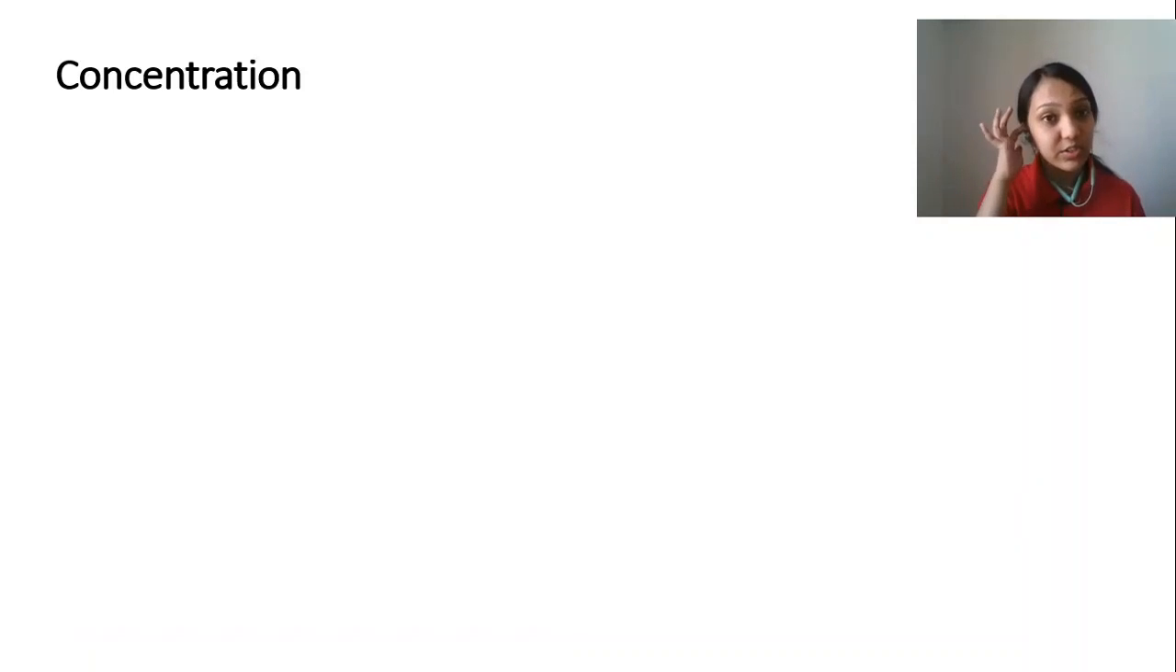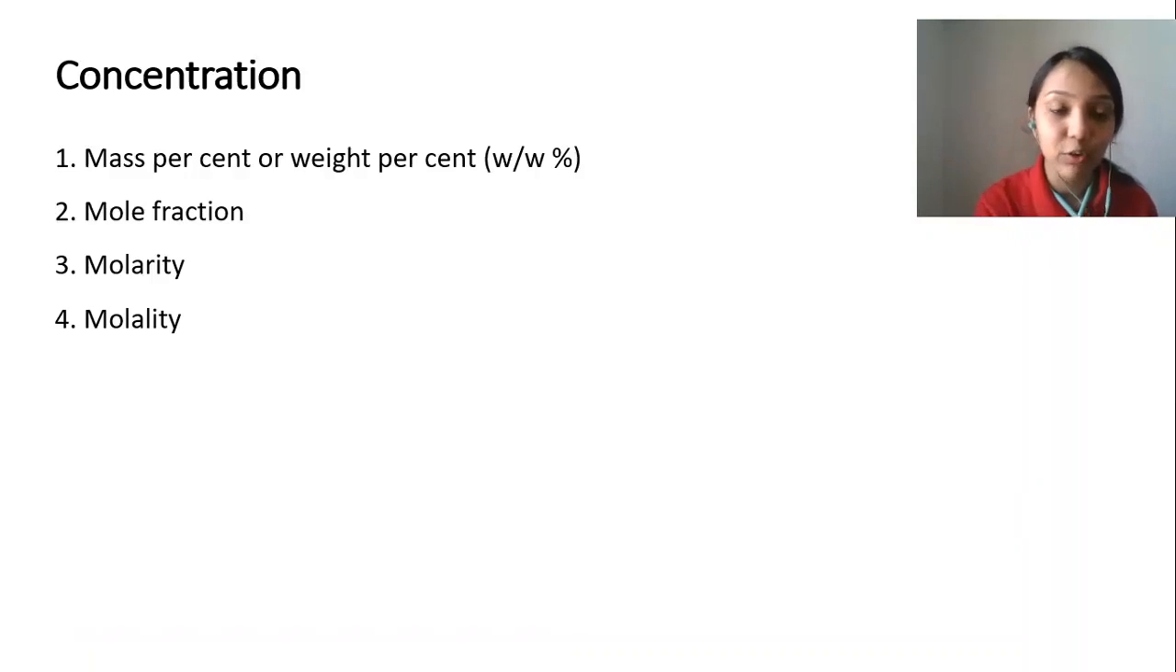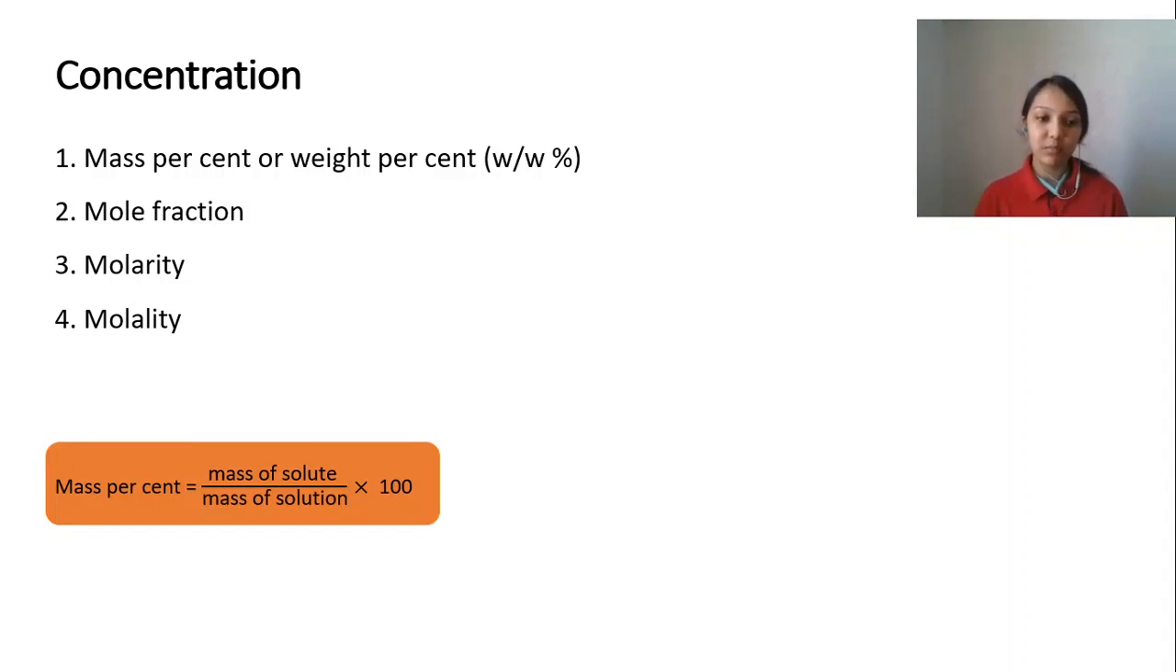Next, concentration terms. These are very important and you will be using them in a lot of calculations. The four concentration terms are mass percent, mole fraction, molality and molarity. You require these to find the concentration, or the amount of substance present. First, how is mass percentage found? Mass percentage is the mass of the solute in the entire solution, multiplied by 100. So mass percentage is the mass of the solute divided by the mass of the solution, into 100.